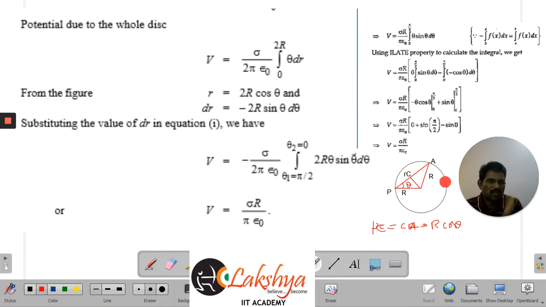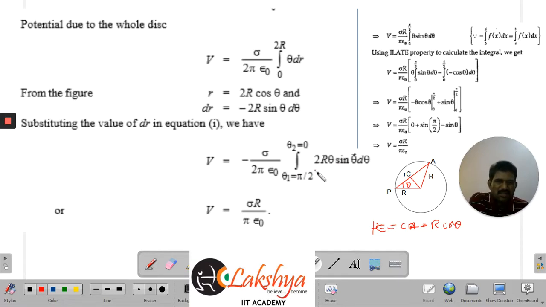When point A reaches the point diametrically opposite to point P, the angle between these two lines will coincide. That means this PR line and this PA line will coincide with each other, so the angle between them becomes 0. So the limits vary from pi by 2 to 0. That is the important thing you should note here.